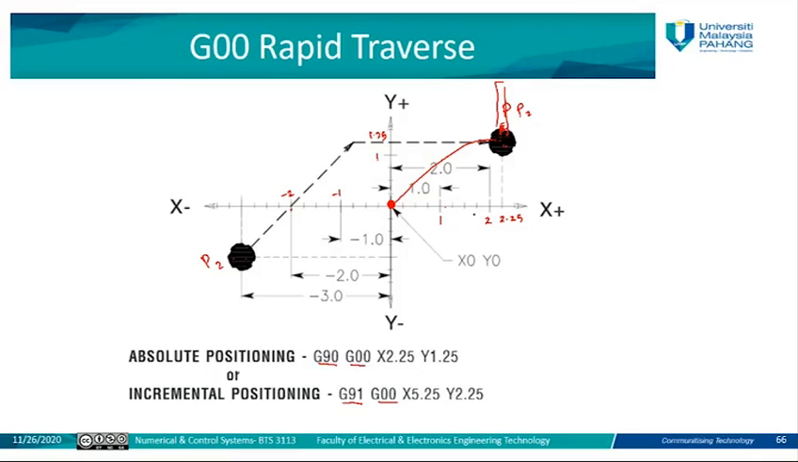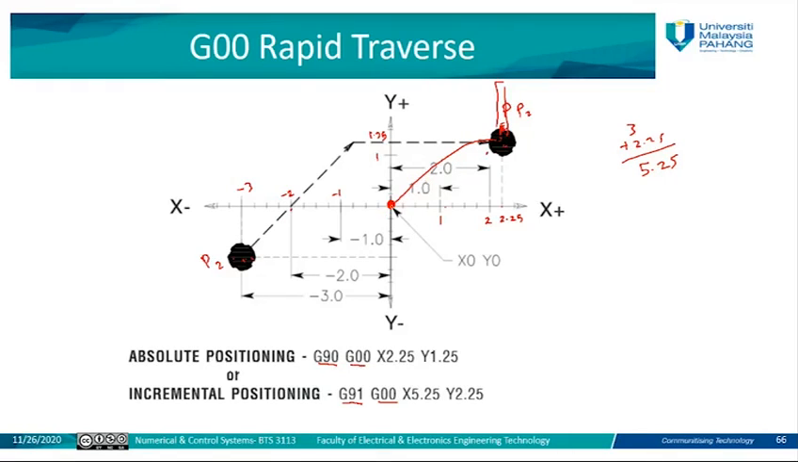So this is 1, this is 2, this is 2.25. The coordinates here: this is -2, this is -3. So what is the distance here, or what is the length of this line? It is 3. And the length of this line until this point is 2.25. So you have 3 plus 2.25, the total is 5.25. That means I'm going to ask the spindle to move from this point to that point, whatever the current point is here.